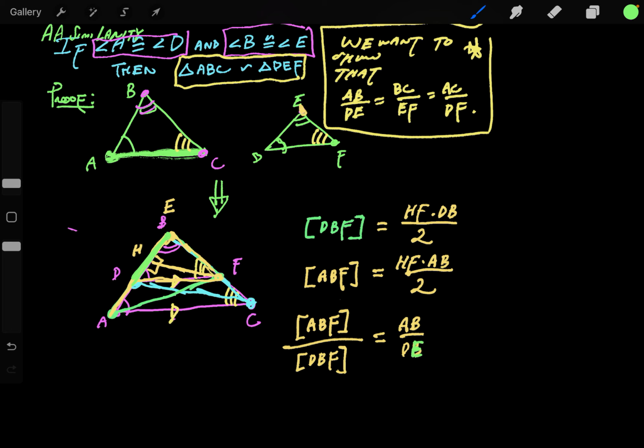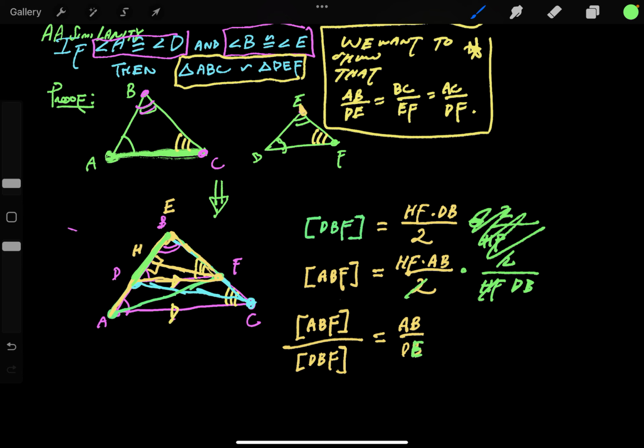Look, this length, and this is the altitude. So base times height divided by 2 in this one, you have this ratio in this one, and then you divide the 2, you get this fact. When I divide this one by the other one, you get 2, and then this is HF dB, and this is going to cancel with this, and the only thing you're left with is AB over dB or DE, whatever you want to call this point right there.